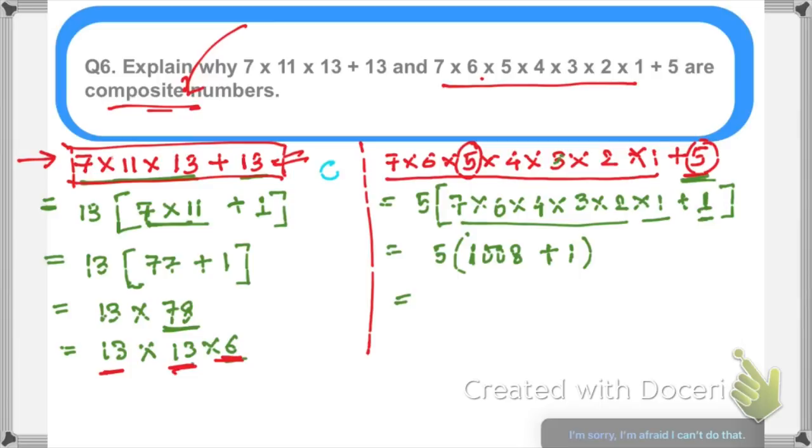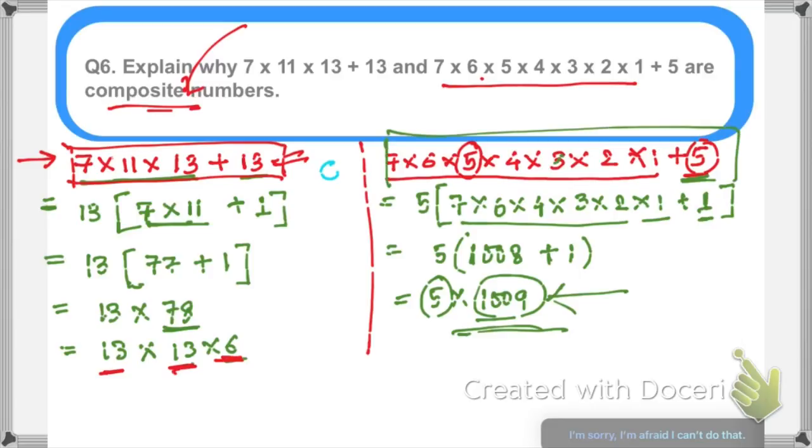So that will be equal to 5 into 1009, and these two numbers are already prime and cannot be factorized any more. So again here we have got two factors other than 1. The composite number statement says that if you have two or more than two factors, so of course this is also a composite number expression. Moving on to the next question.